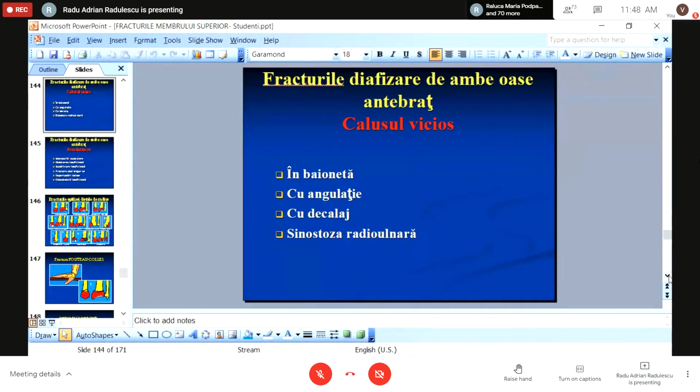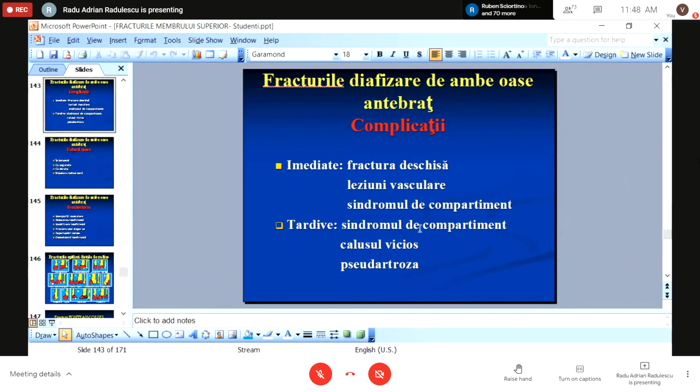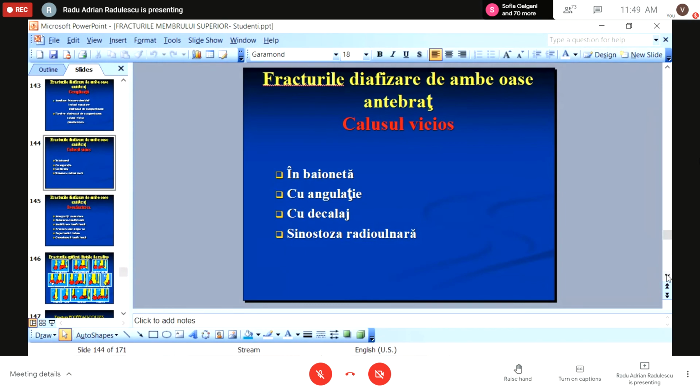Here are the complications. The immediate complications will be like open fracture, vascular lesion, and Volkmann syndrome, which I have already mentioned. And late complications may be bad union and non-union, which is usually due to insufficient fixation.